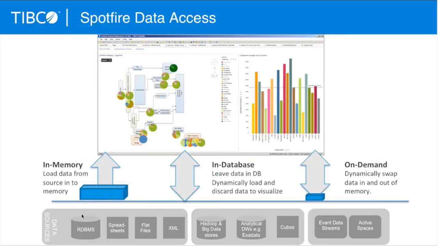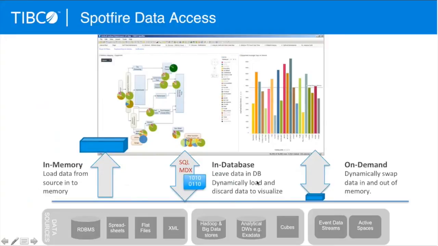Now, the way we access data in Spotfire, we can load data in memory from a bunch of different sources. We can leave the data in the database, and we can push down analytics into the database and run analytics there and bring results back into Spotfire. Those are two common things that we do. And then finally, we can dynamically swap data in and out of memory through our on-demand technology. So with that, 3 different types of data access affords us great flexibility in terms of the different data sources, their sizes, and so on.